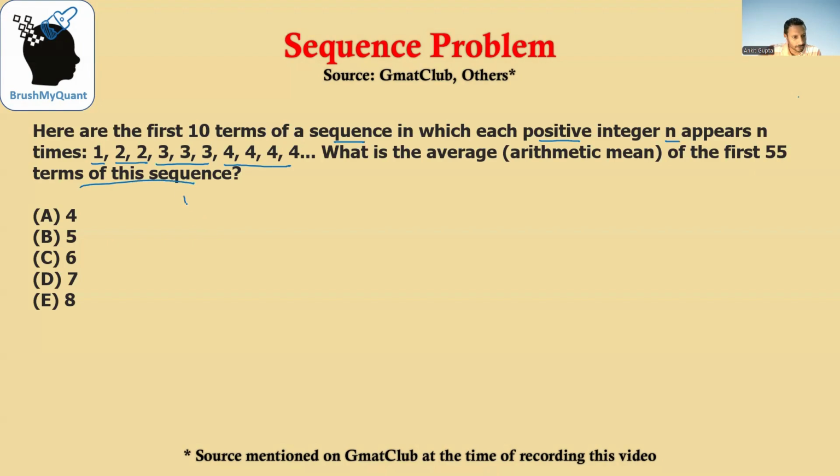Now the sequence is given by 1 repeated once, 2 repeated 2 times, 3 repeated 3 times, 4 repeated 4 times, and so on. Now if you have to follow this sequence, that means the number 5 will be repeated 5 times and so on. And the number of terms is actually equal to the sum of these values, right? So the number of terms, if we consider only the numbers 1 and 2, is given by 1 plus 2.